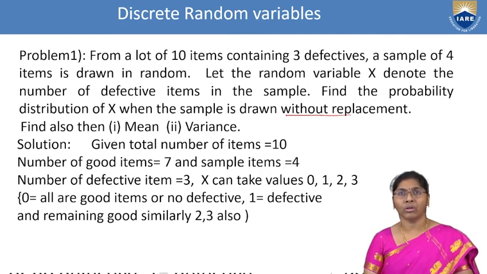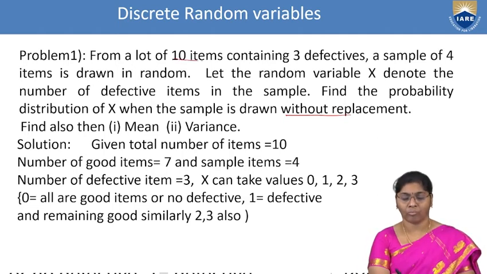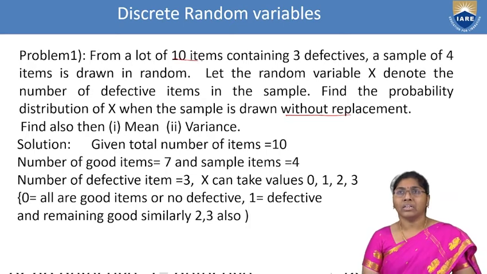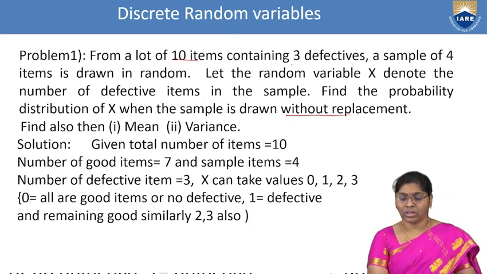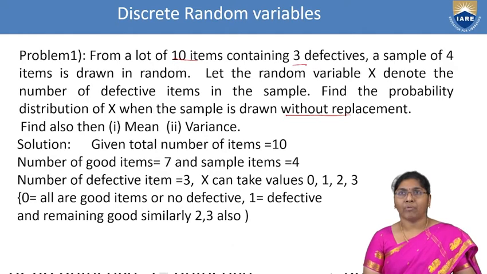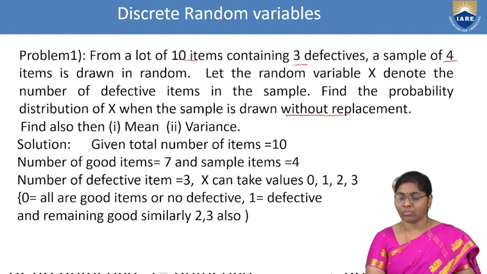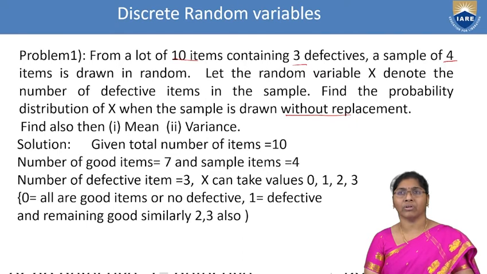In the container, the total number of items is 10. In 10 items, 3 are defective. A sample of 4 items is collected at random. So, total 10 items, 3 are defective, and 4 items are drawn at random. Let the random variable x denote the number of defective items in the sample. That means we are considering defective items.